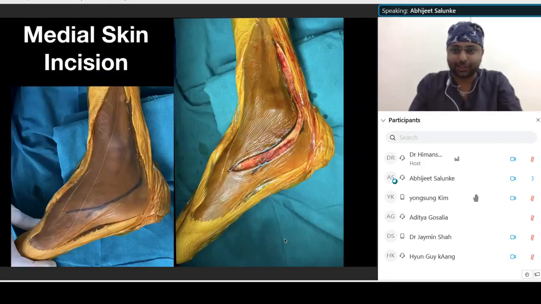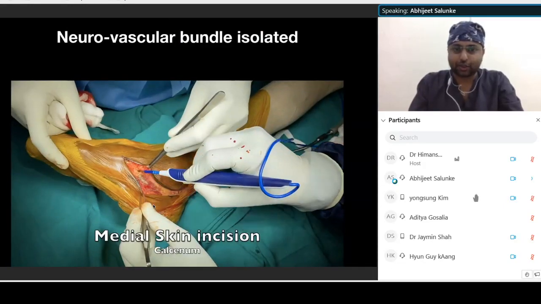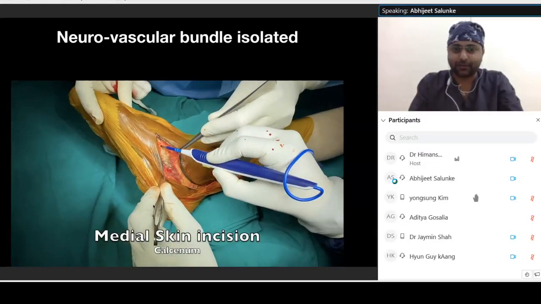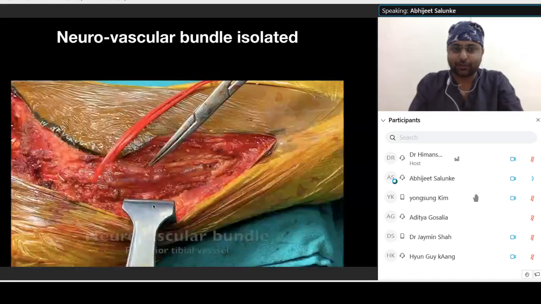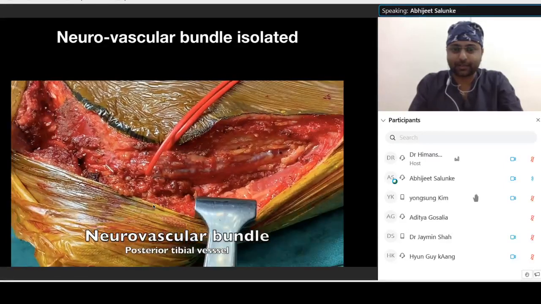So this was the skin incision which was taken, a medial skin incision, and this is the short video showing the key steps of the surgery. We had covered a few key steps. This is the neurovascular bundle which was isolated completely, and this is the tendo Achilles which is shown.